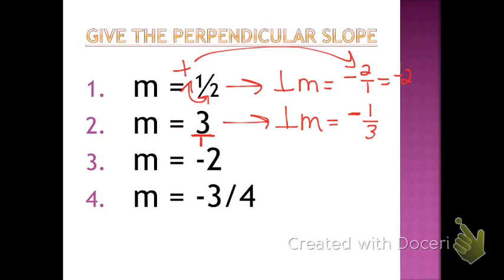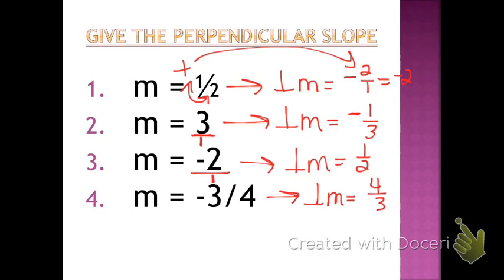Same idea with -2. That's not a fraction, so you would think of it as -2 over 1. The opposite reciprocal, so the slope of the perpendicular line, originally it was negative, so now our new one's positive. And if we take the 2 and the 1 and we flip them, we get positive 1/2. If we have a line that has a slope of -3/4, the perpendicular slope would be positive 4/3. So it went from being negative to being positive, and the fraction flipped. The 3 and the 4 that were in the numerator and the denominator, they switched positions.